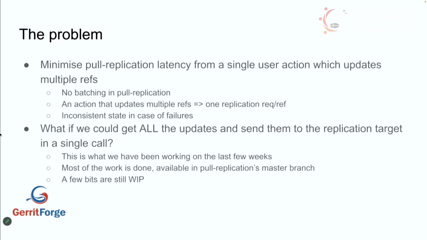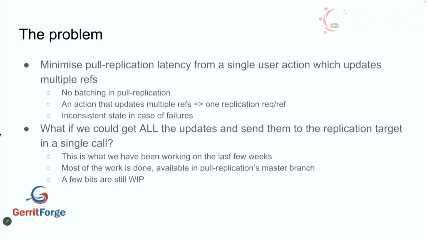So what are we trying to solve here? What is the problem? The problem is we want to basically minimize the pull replication latency that occurs from a single user action which updates multiple refs, for example, a push.